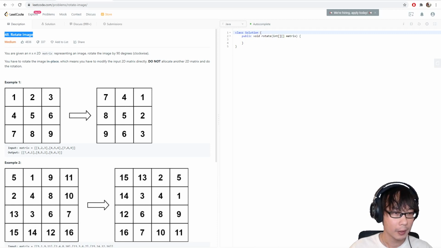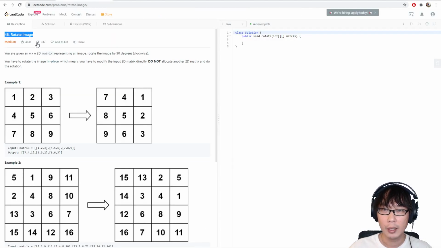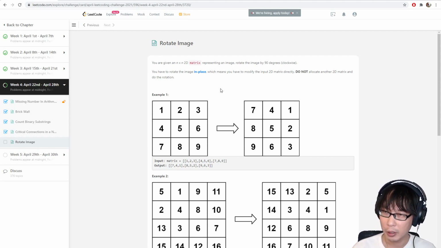Okay, so let's start our today's daily LeetCoding. Today's question is Rotate Image, and I checked it is a medium question. Let's see how much time it takes me to spend on this question if I could resolve it. Okay, so let's take a look at the question.